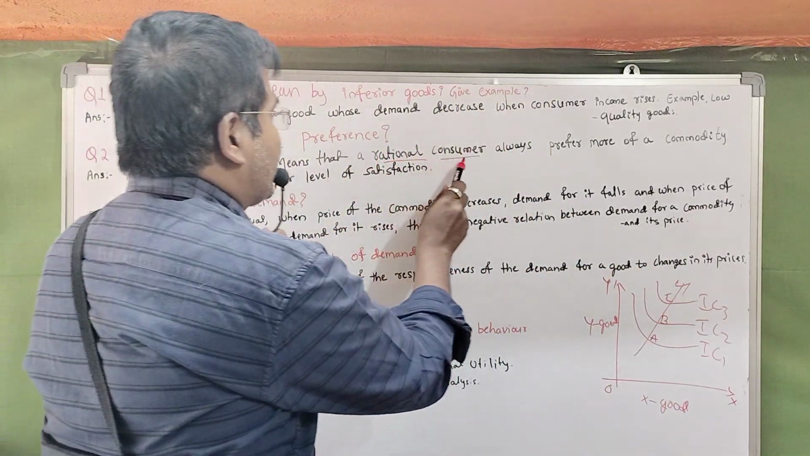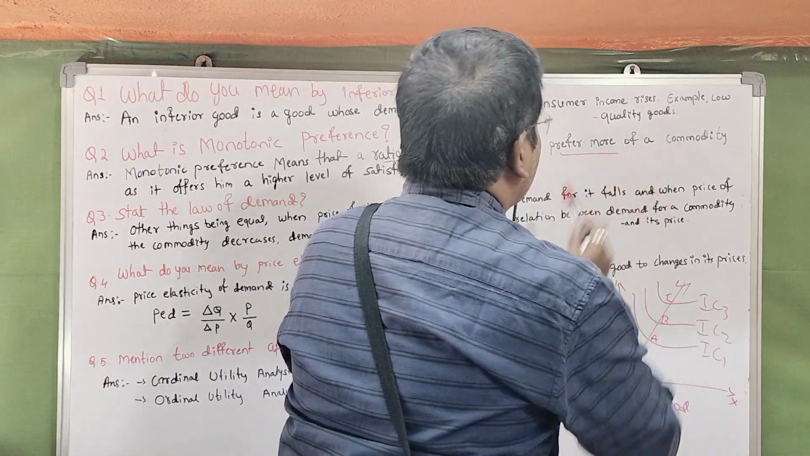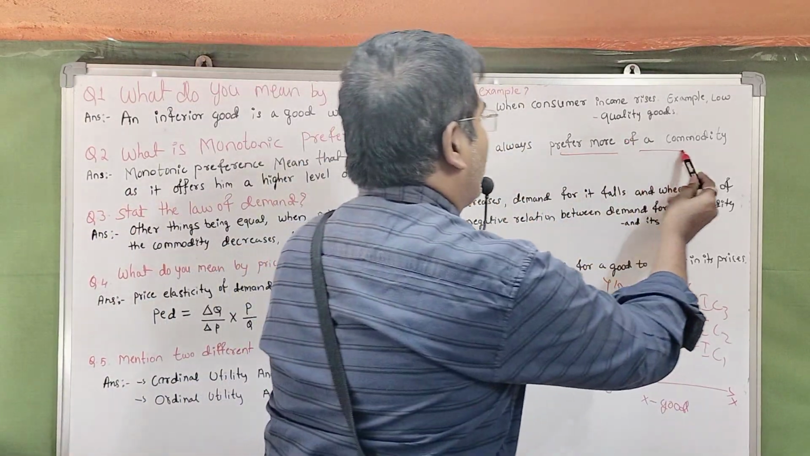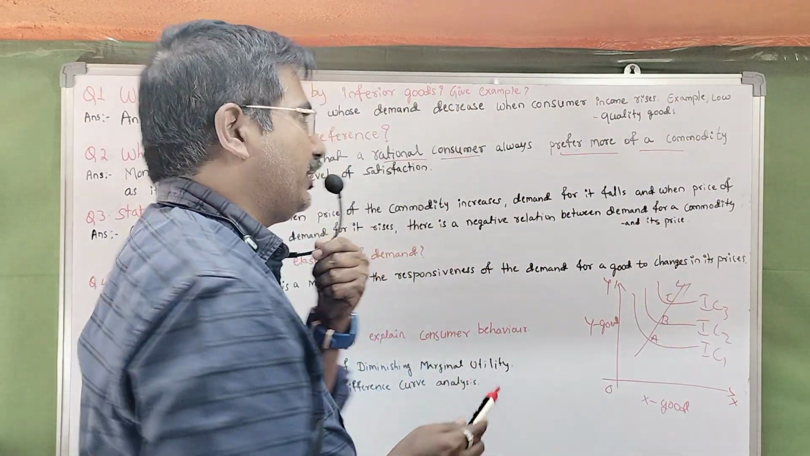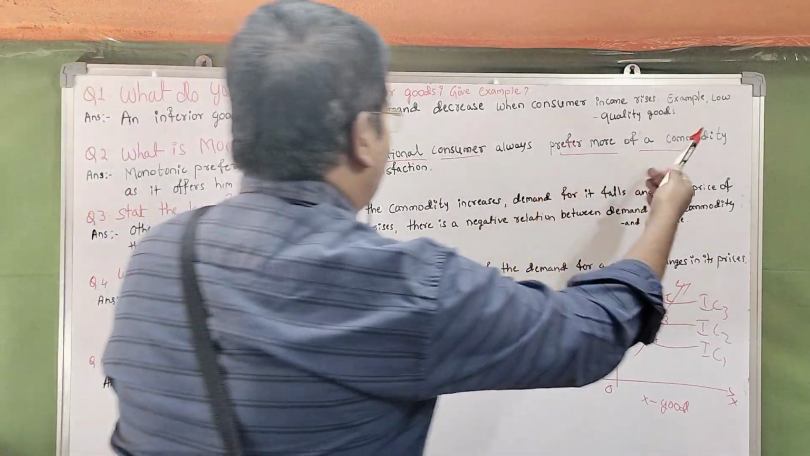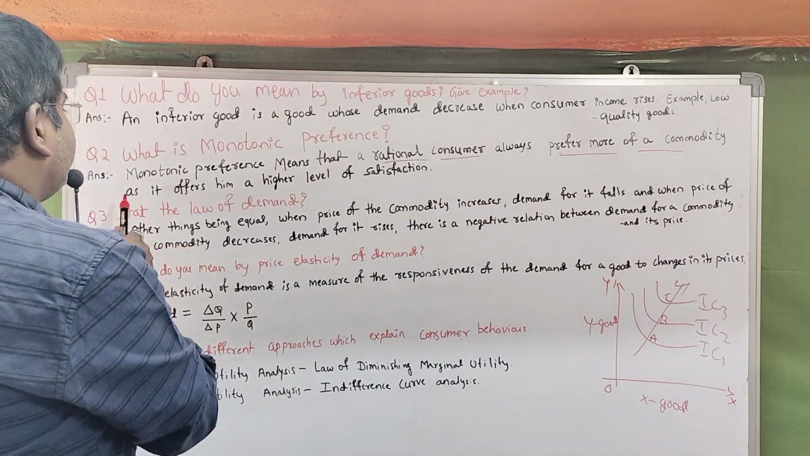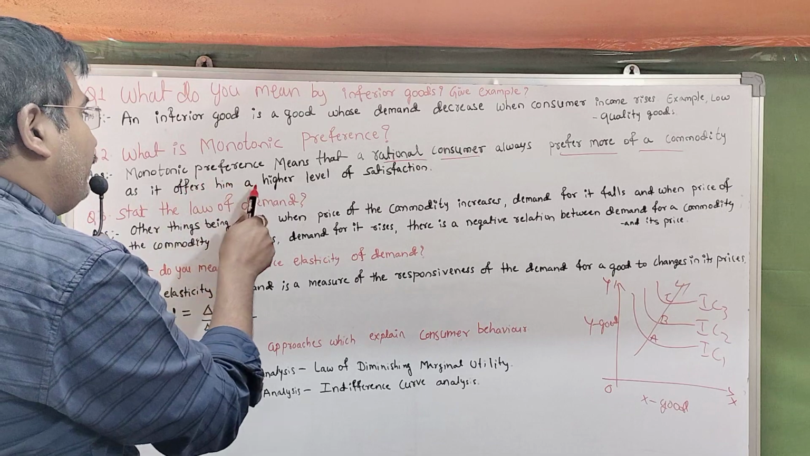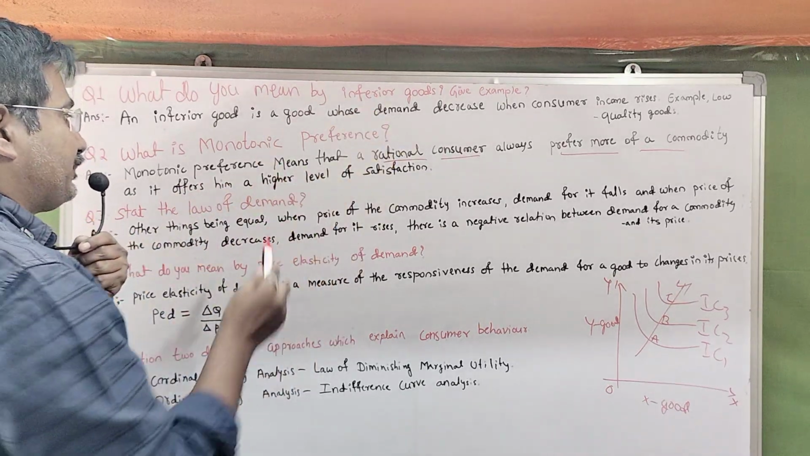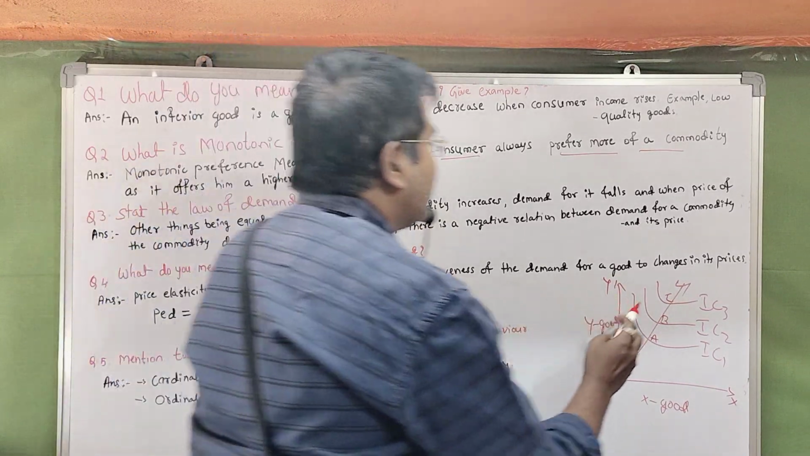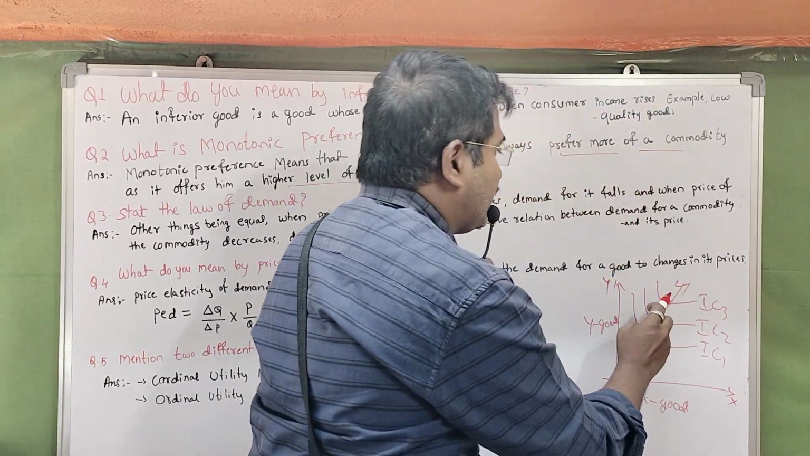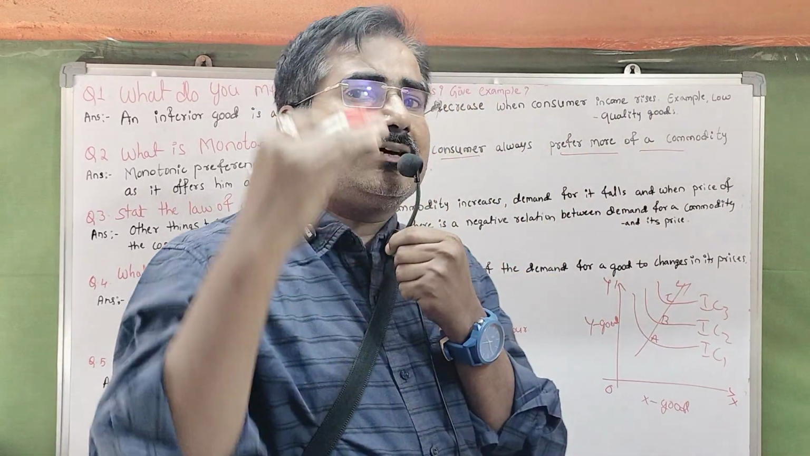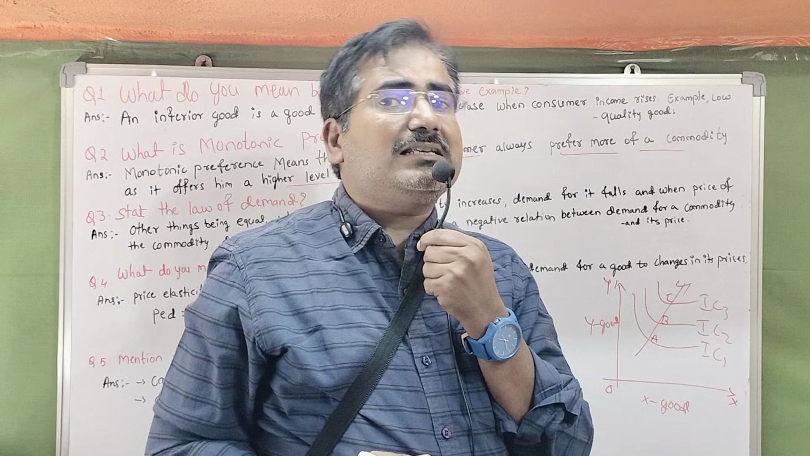A rational consumer always prefers more of a commodity, meaning a single commodity, as it offers a higher level of satisfaction. Higher satisfaction means we choose IC3, since IC3 gives the maximum satisfaction.